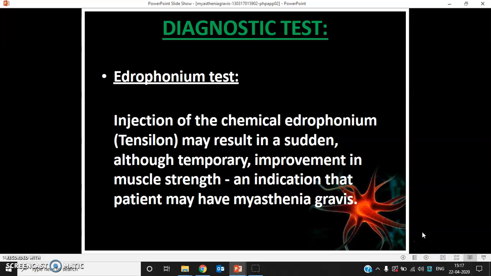What test should be done to check whether the patient is having myasthenia gravis or not? So this is the Tensilon (edrophonium) test.